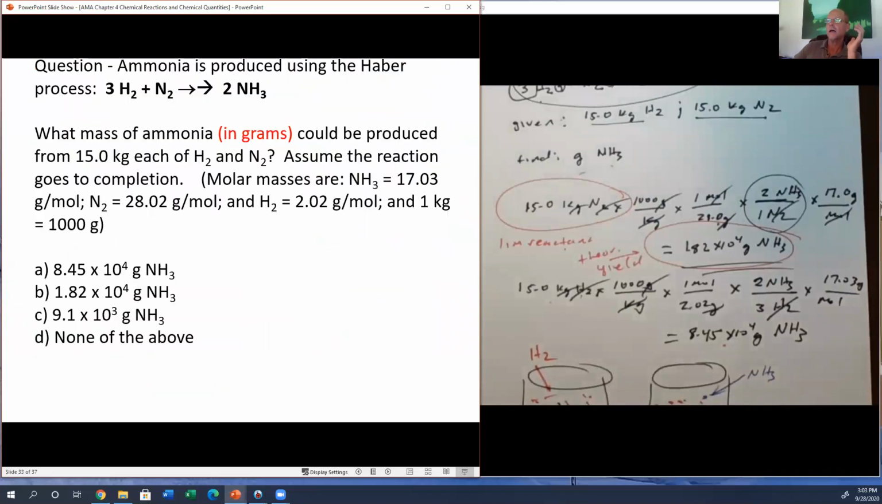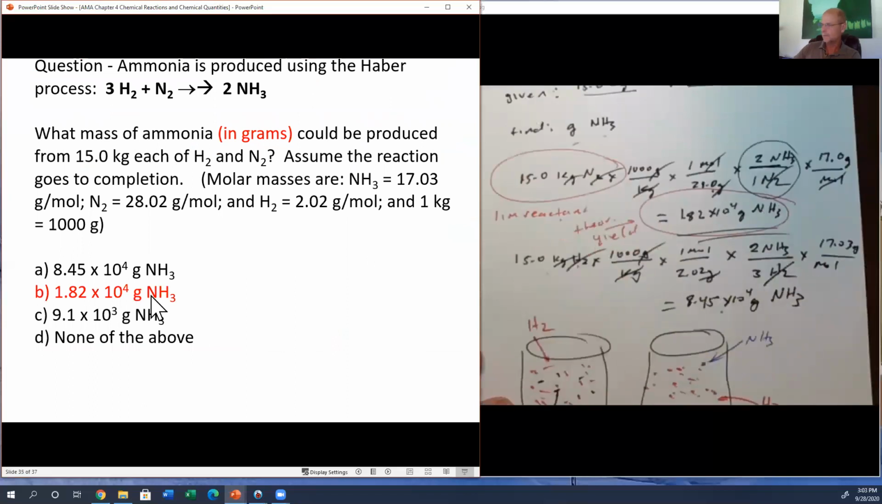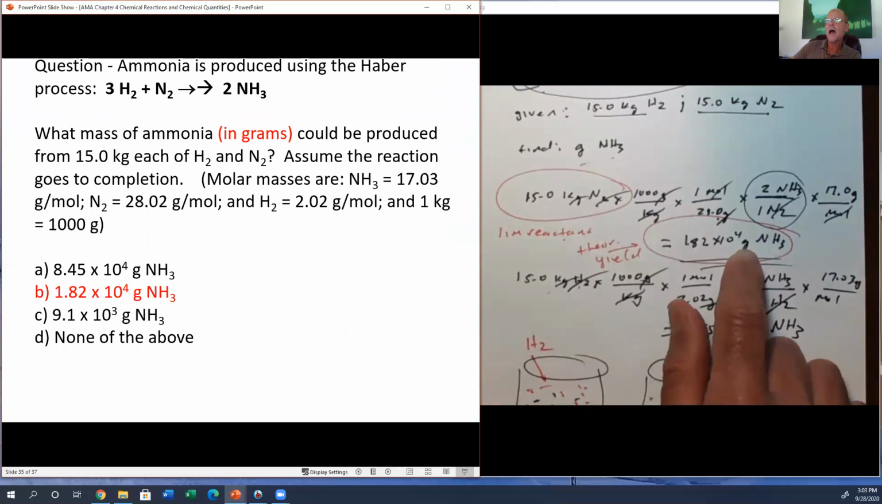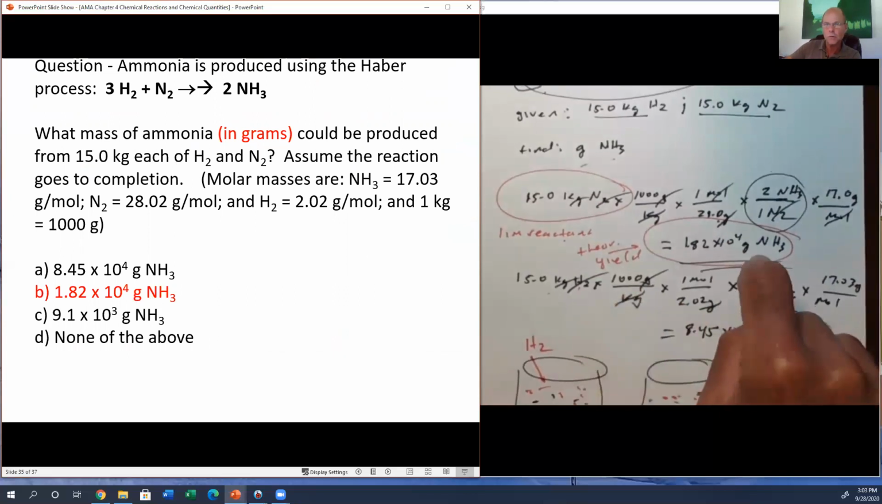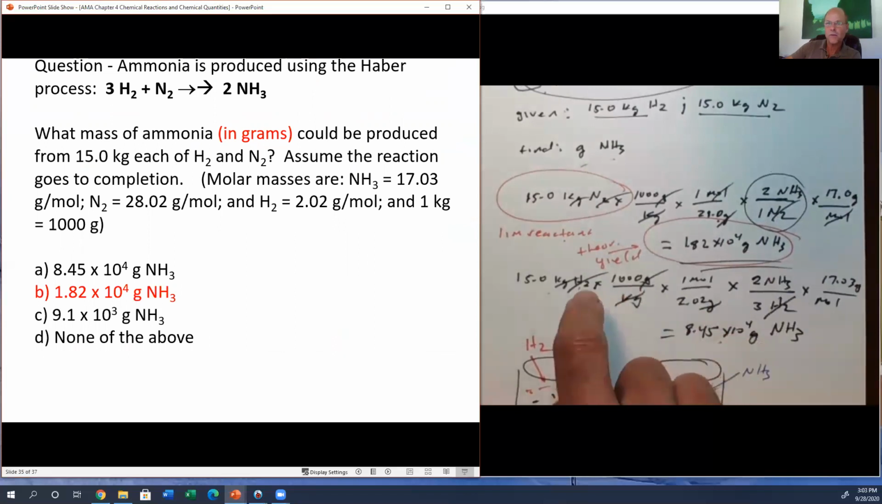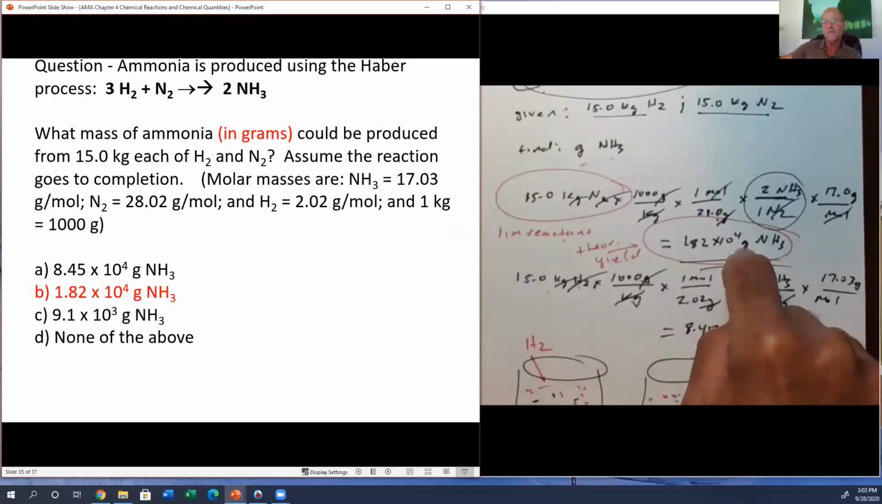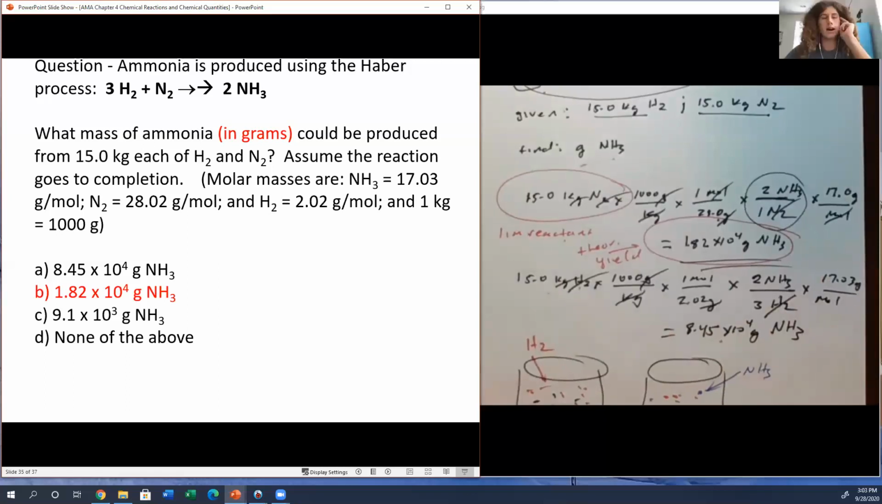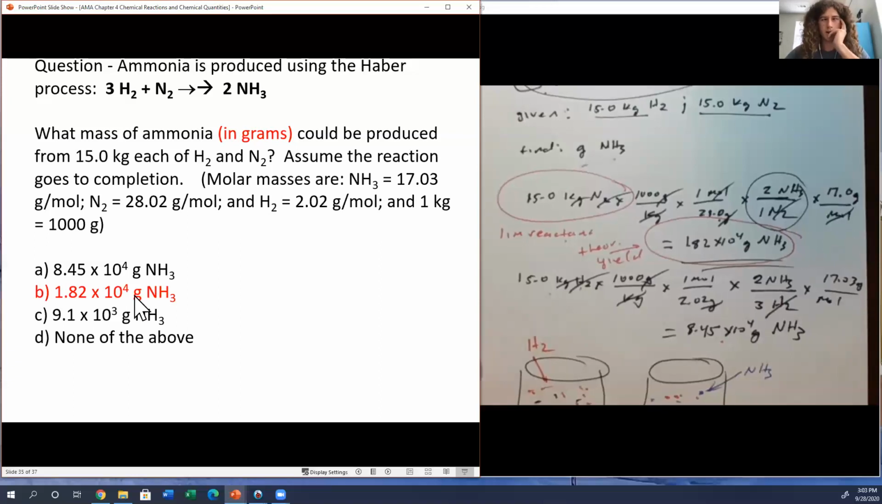So how would you do it here? You'd say, how much ammonia did I actually make? 1.82 times 10 to the 4 grams. So how much of the hydrogen is needed to make that much ammonia? How much of the other reactant is needed to make that much ammonia? Figure that out, and then subtract it from the starting amount, and that'll tell you the amount that's left over. Just like the pizzas. So kind of working backwards a little bit. That's right. Great question.